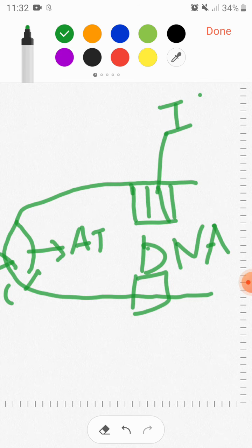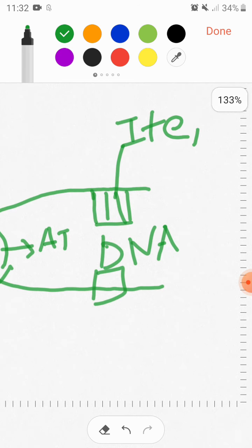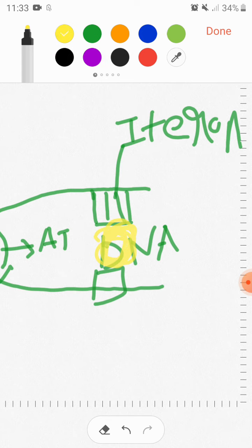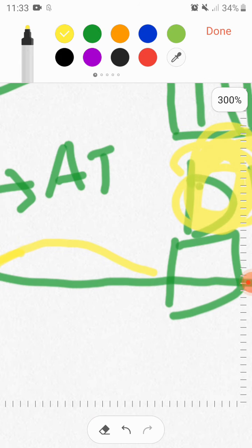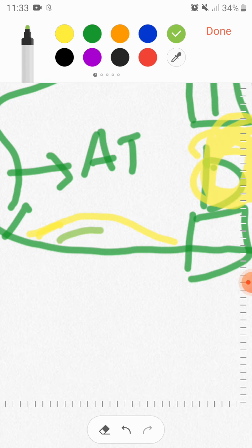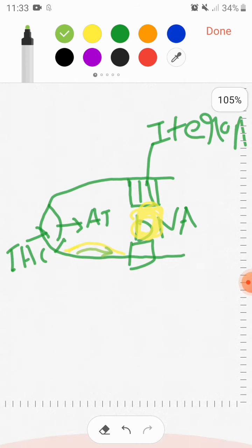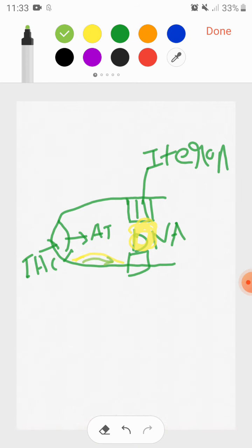This is the iteron sequence, and with the help of the Rep protein they now bind with each other and start the replication process from here. And this is theta shape replication, which actually starts from here. This is the origin of replication procedure.